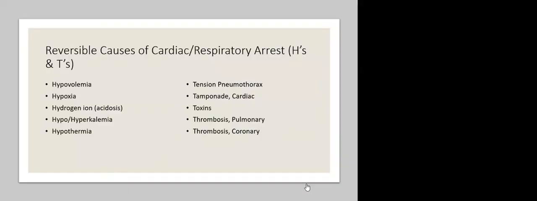This slide shows you some of the reversible causes of cardiac and respiratory arrest that are affectionately known as the H's and T's. So that will include hypovolemia, hypoxia, hydrogen ion, meaning acidosis, hypo or hyperkalemia, hypothermia, tension pneumothorax, tamponade cardiac, toxins, and then thrombosis, either pulmonary or coronary.